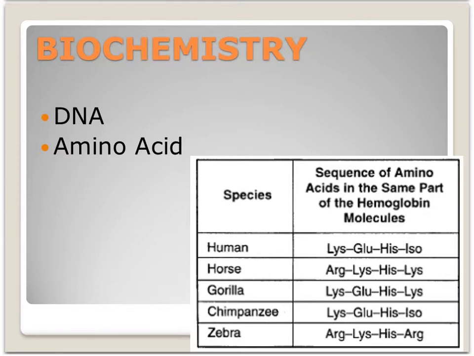in common. For example, in this chart, humans and chimpanzees have the exact same amino acid sequences for this hemoglobin molecule. That means that they are very, very closely related evolutionarily.